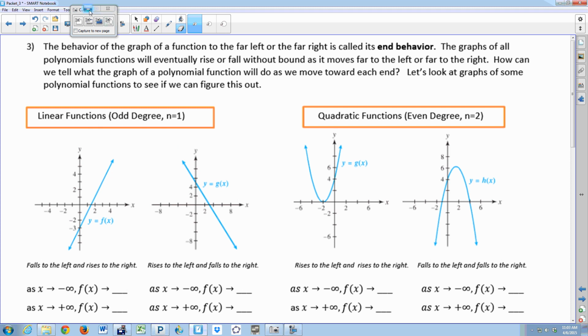And the end behavior here is this interesting idea. It's the idea of what happens to your function, the value of your function, your output, as x grows forever and ever in the positive direction towards positive infinity, and as x goes towards negative infinity. Does your graph rise forever and ever, or does it fall forever and ever?